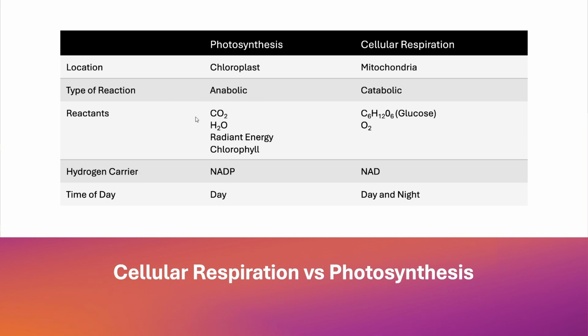The hydrogen carrier for photosynthesis, remember, was NADP. NADP stood for nicotinamide adenine dinucleotide phosphate. The energy-rich hydrogen atoms, which we got from the splitting of the water molecules, were carried by these enzymes. They form the coenzyme. And in cellular respiration we have NAD, which is just nicotinamide adenine dinucleotide.